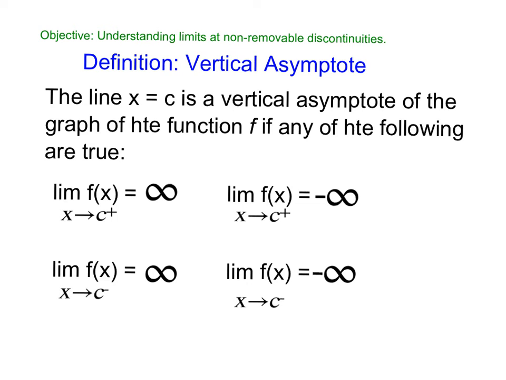Okay, so here's our definition of vertical asymptotes. We didn't really have a good definition in Algebra 2. The line x equals c is a vertical asymptote of the graph of the function f if any of the following. Basically, if we take a left or a right limit towards a number and you get infinity or negative infinity, you're going to have an asymptote. So the calculus definition of a vertical asymptote: the limit as you approach a number equals infinity. It's going to go on forever.